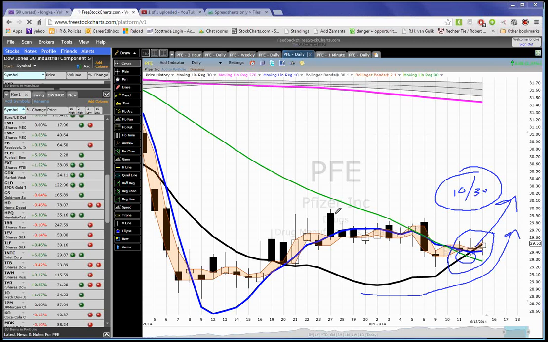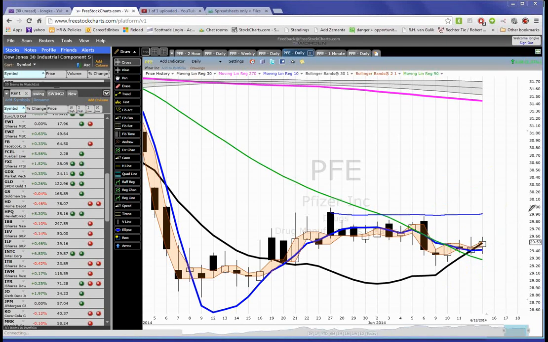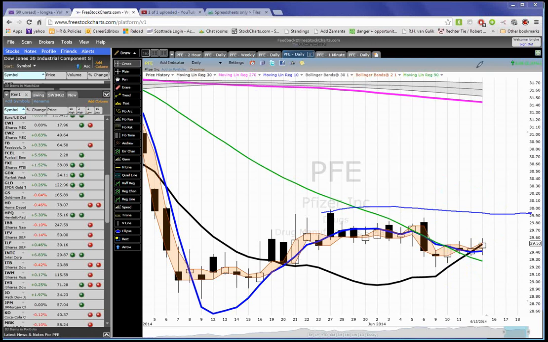And so if this gets above 29.90, then a move to 31.50 is certainly well within order. We could even play this trade from 29.70. You could wait for it to get above 30 on a swing trade basis. And then this is the size of the opportunity.